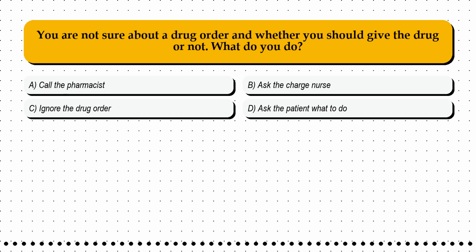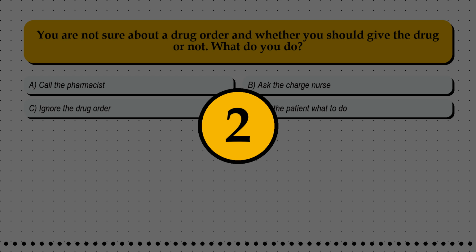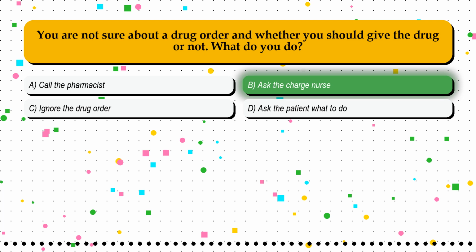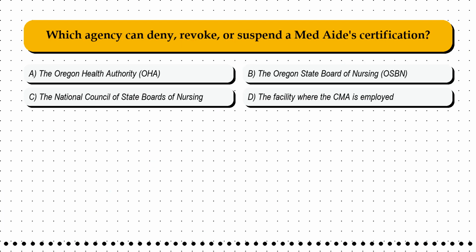Question 326. You are not sure about a drug order and whether you should give the drug or not. What do you do? Option A, call the pharmacist. Option B, ask the charge nurse. Option C, ignore the drug order. Option D, ask the patient what to do. The correct answer is option B, ask the charge nurse.